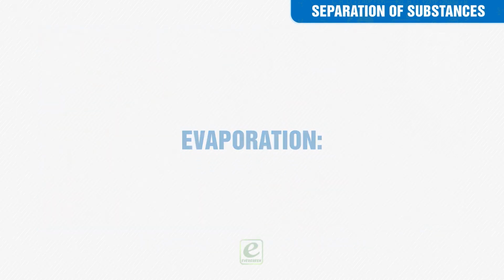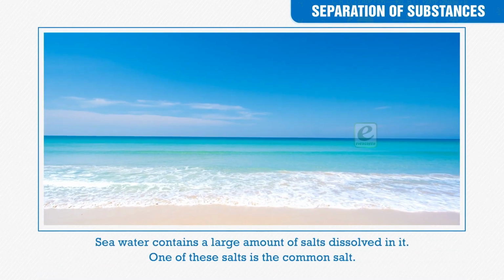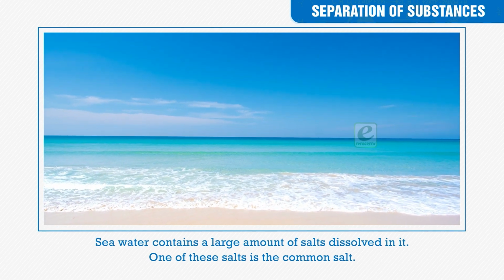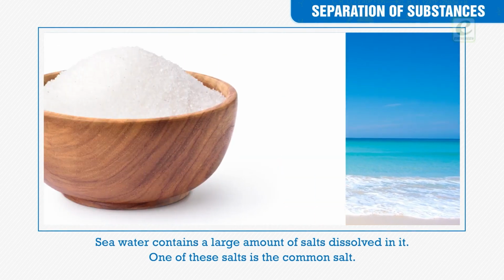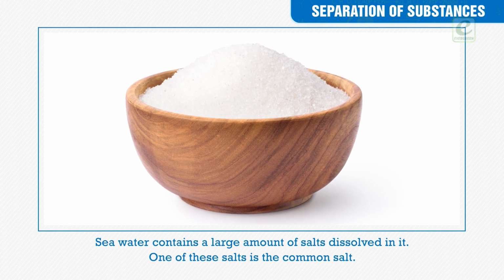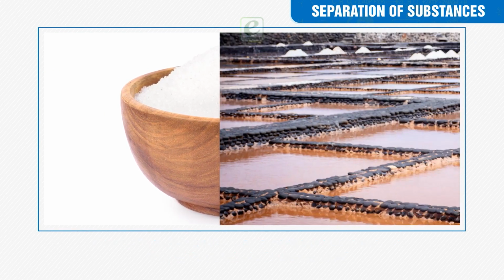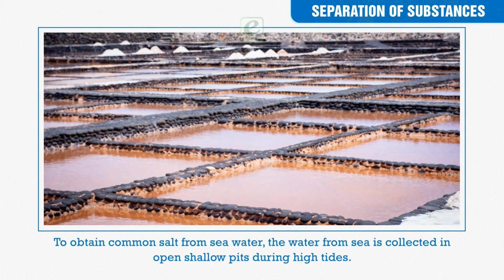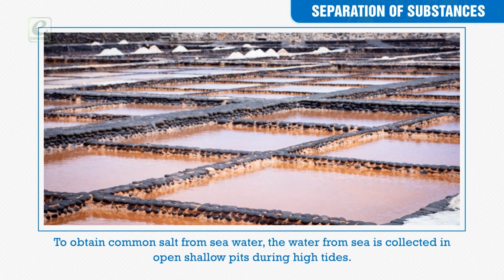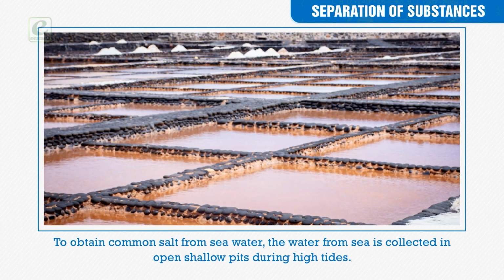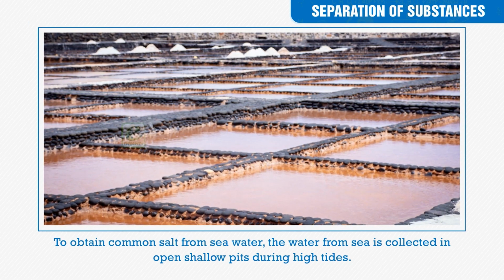Evaporation. Seawater contains a large amount of salt dissolved in it. One of these salts is the common salt. To obtain common salt from seawater, the water from the sea is collected in open, shallow pits during high tides.